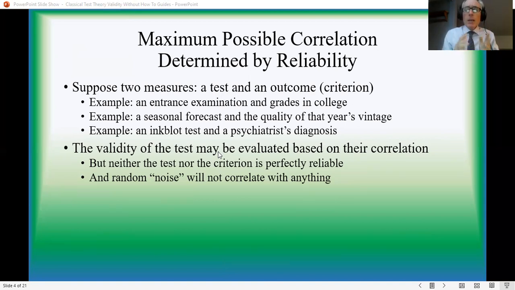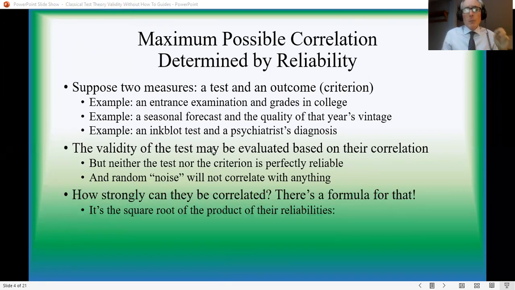But what we often forget is that it's not only the test that has limited reliability, but also the criterion. Psychiatric diagnosis, grades assigned by professors, judgments of wine experts, and so forth. And neither being perfect, there are two sources of randomness here. So if we want to know how strongly it's possible for two variables to be correlated, like a score on an ink blot test and a psychiatric diagnosis, for example, you need to take that into account. And there's a simple formula for it, which is the square root of the product of their reliabilities. That's it. And again, a separate presentation goes into that in the how-to way.